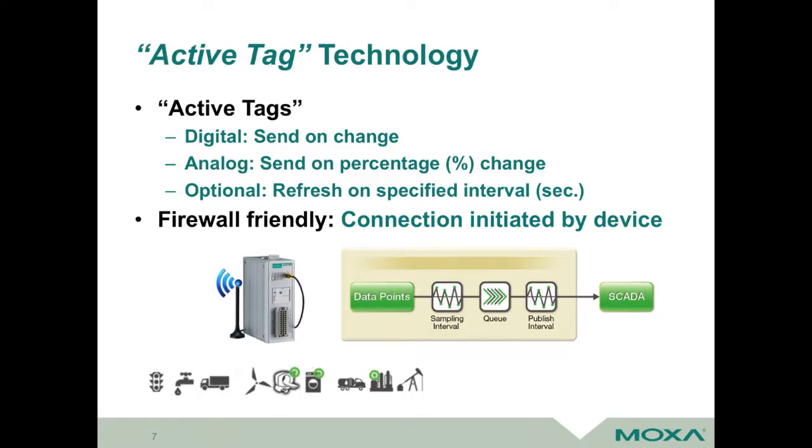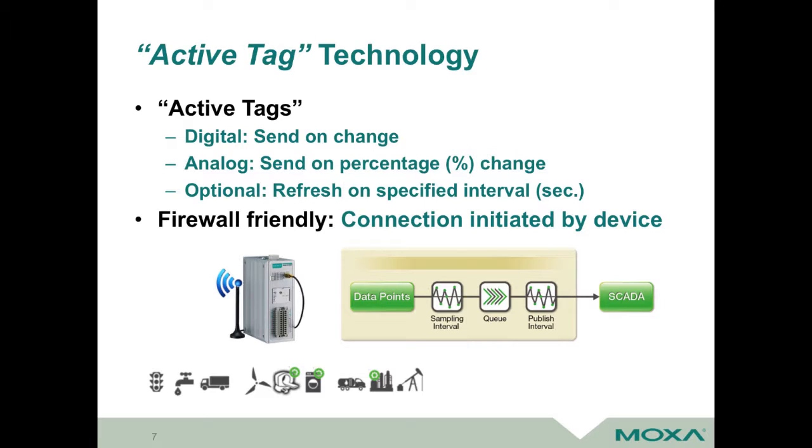So again, when the digital signal changes, we'll send the signal from the field device up to the server. If the analog value changes by, say, 1%, we can send that. Sometimes you might even want to periodically, maybe every 10 minutes, just refresh it, and that can be helpful when you have devices that go online and offline.